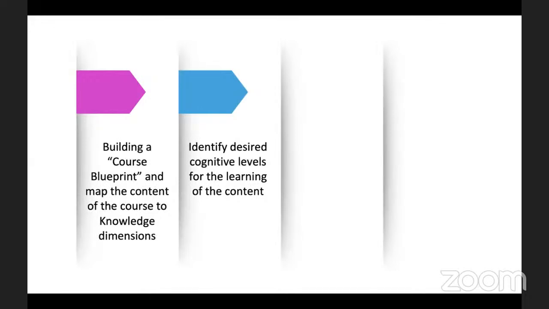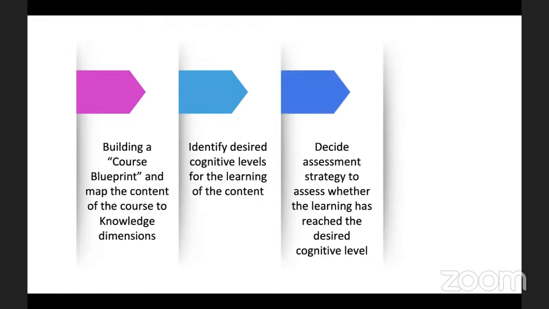And in fact, it is also the second concept that we are going to learn in our session. And that is also one of the most important and fundamental concepts in implementing OBE correctly. So this is something that is going to take a significant amount of time in our session today, that is, to identify the desired cognitive levels. And then you decide the assessment strategy to assess whether the learning has reached the desired level of cognition.